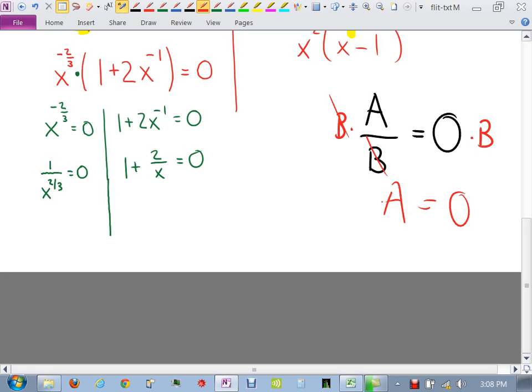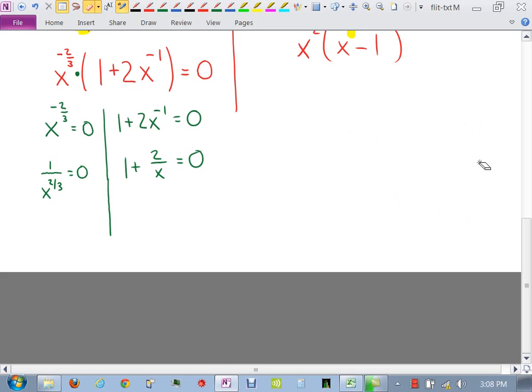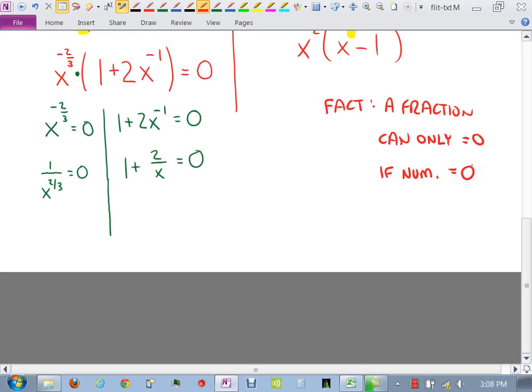So let me write this down. I mean, that's what's happening, but this is a fact. A fraction only equals 0 if the numerator is equal to 0. It's the only way it can happen.